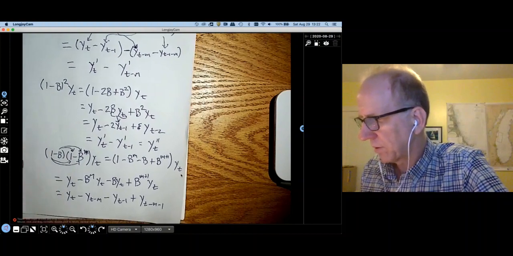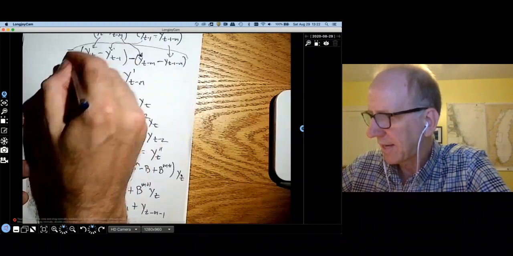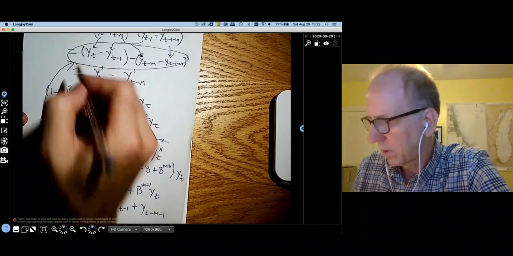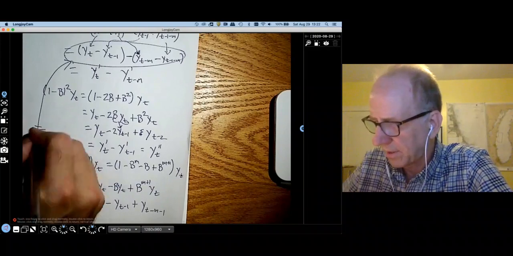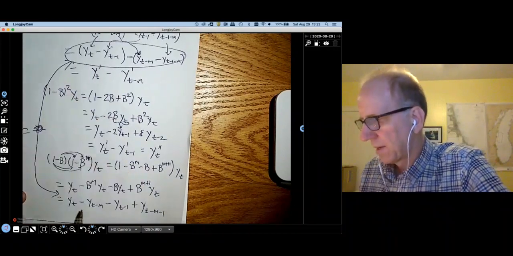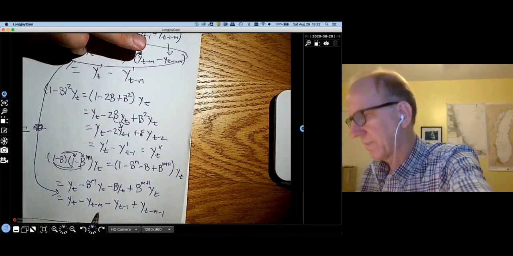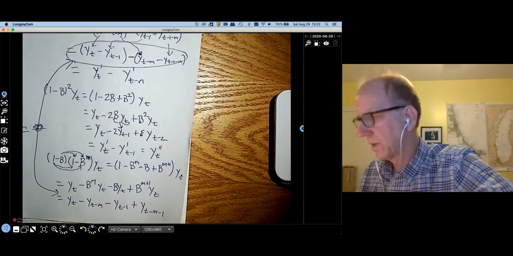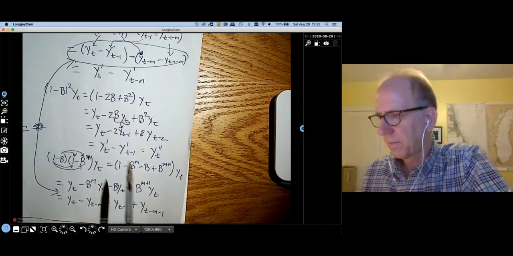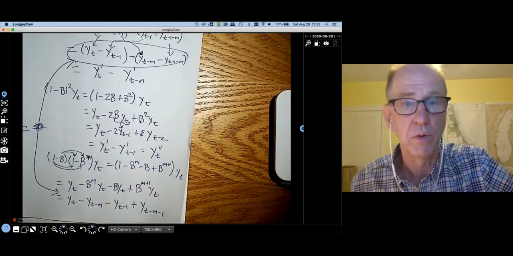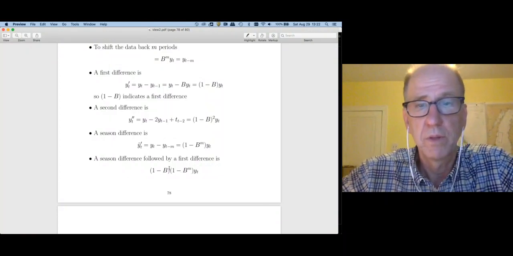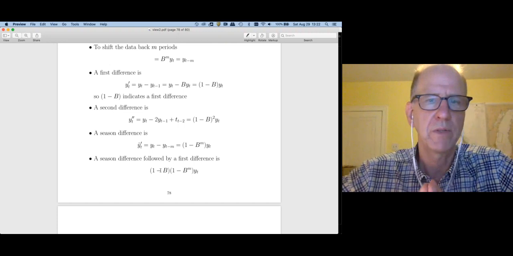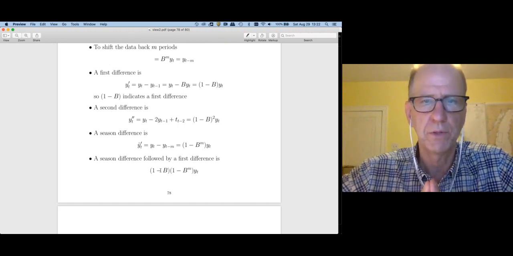And what I'd like you to note is that that is exactly what we had up here. So those two are equal. So we've got this term, we've got a minus yt minus 1. And so my claim is that what I've just shown is that this notation is the way we can write whenever we have a seasonal difference and a first order difference.